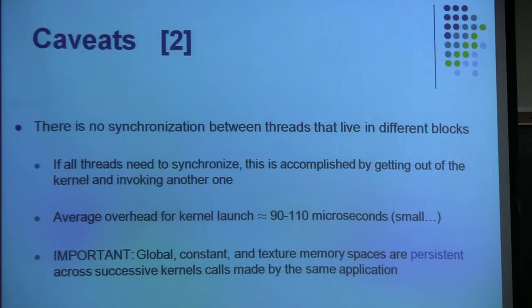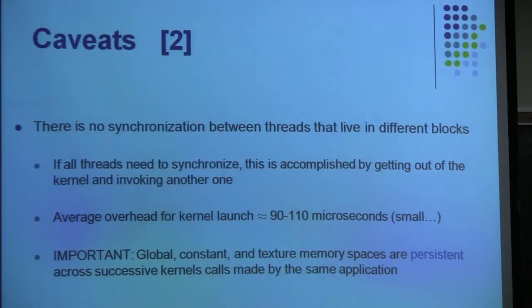So if you really want to synchronize across the board, you just get out of the GPU, and then you go back into the GPU. When you go out, it means that all of them are synchronized, they are finished, and then you start again. The overhead is not that bad.